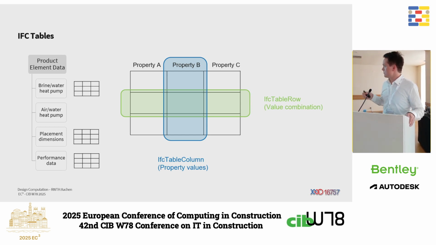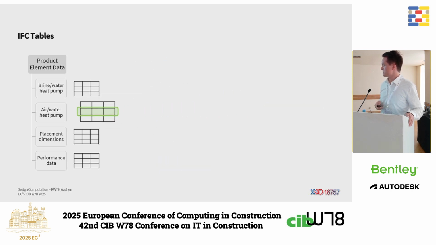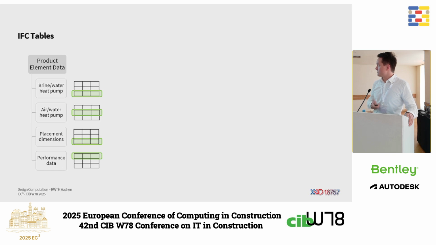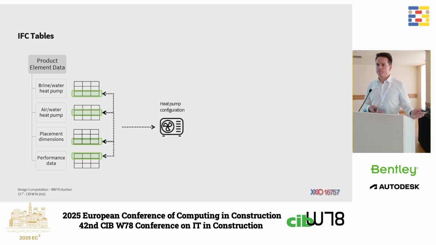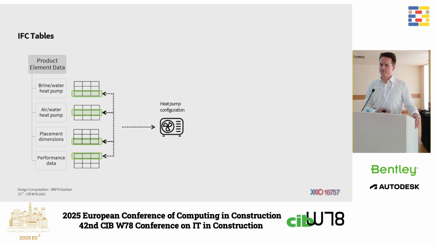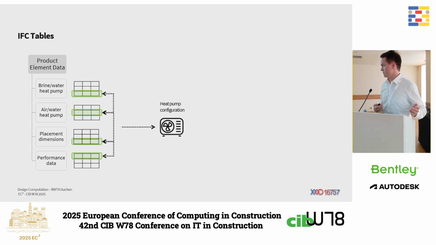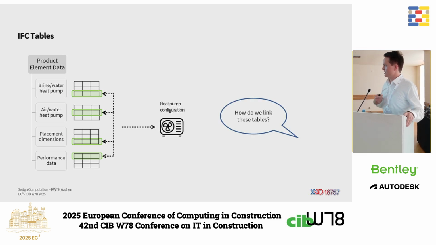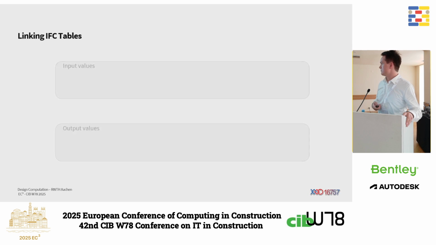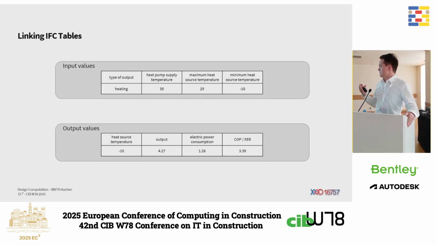And now if we take one of those valid rows from each table and we link them together, that is one heat pump configuration that can be delivered, that can exist in the real world. And so now we have to figure out, how do we link these tables? Well, one thing that we can do is, let's look at an example.